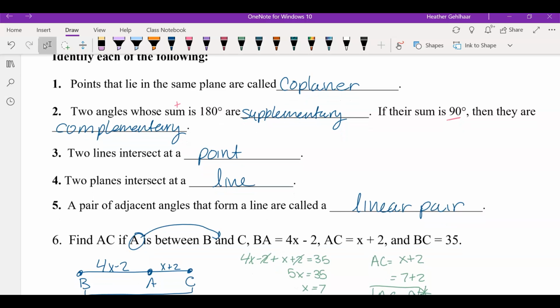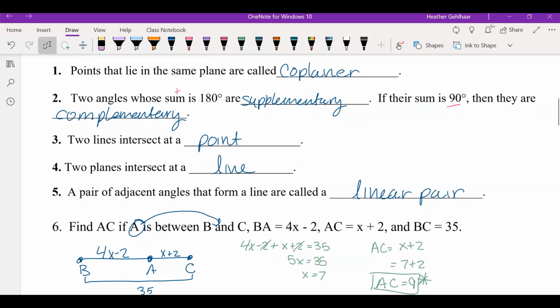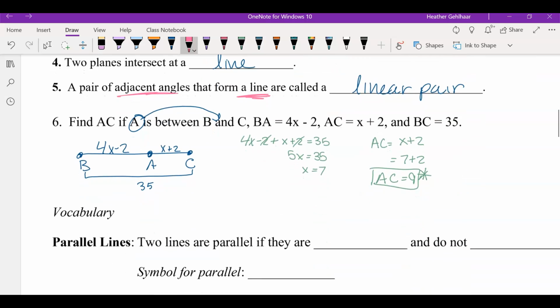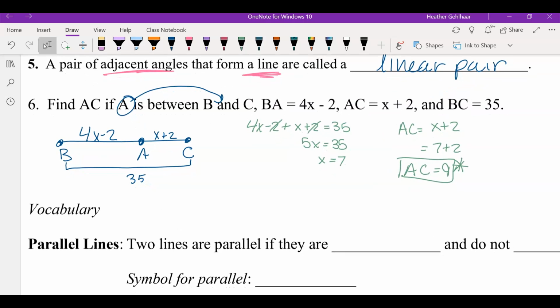Then we have here two lines that intersect. So thinking like a system of equations, like two lines intersect at a point. Two planes intersect at a line, and then we have a pair of adjacent angles who form a line, right? So adjacent form a line. They're next to each other, but they're on that line. They're a linear pair.